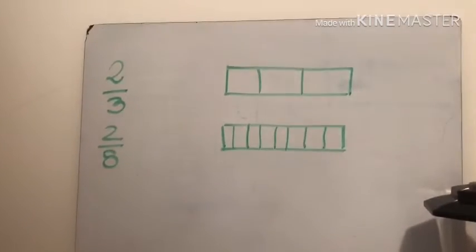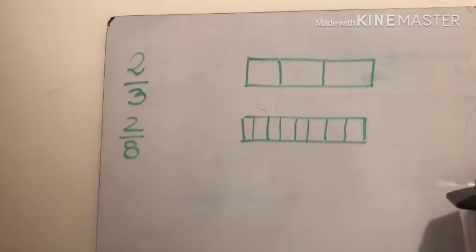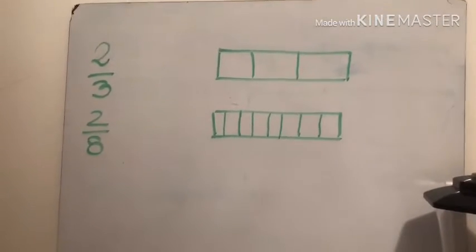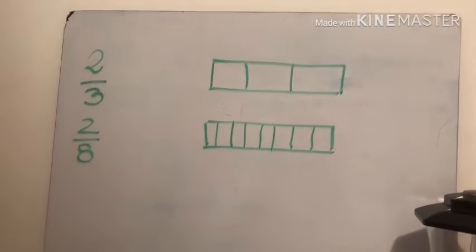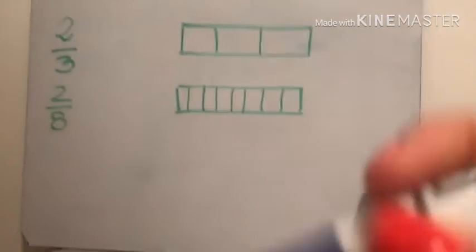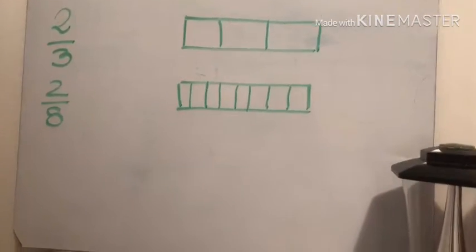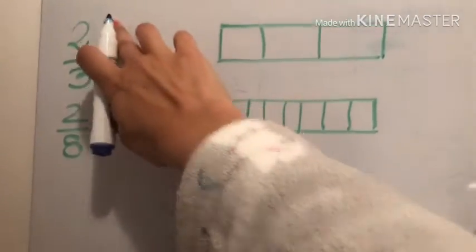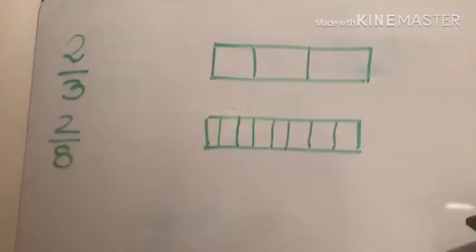Today we're going to learn how to compare two fractions in two different ways. These fractions are going to have the same numerator. You see that the number that goes on top is the same, 2/3 and 2/8.